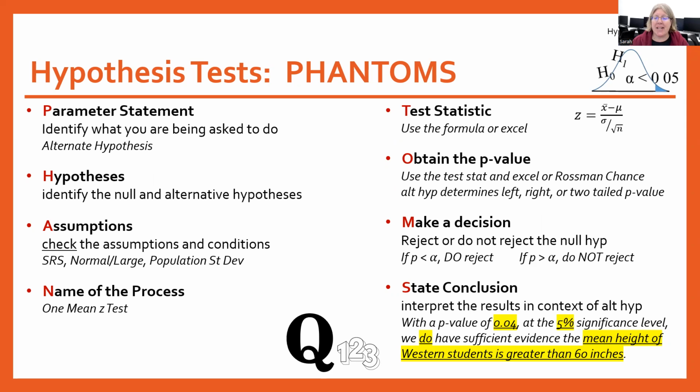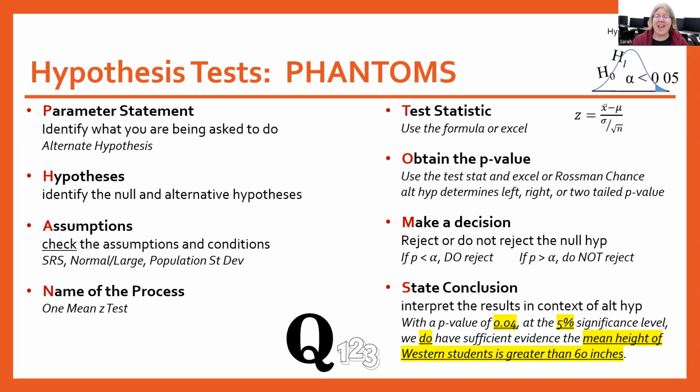Okay, the M is make a decision. So this is either do or do not reject the null hypothesis. And then S is state your conclusion, much like the C in panic. It's kind of a fill in the blank sentence. So you're always going to interpret these results in context of the alternative hypothesis.